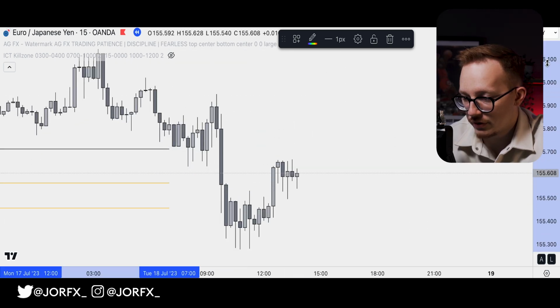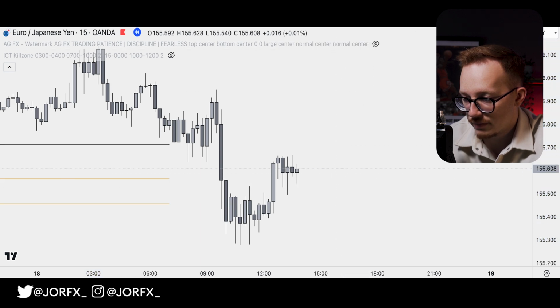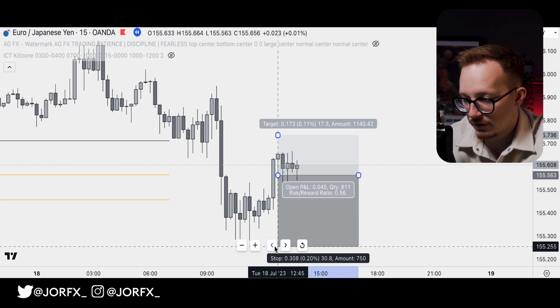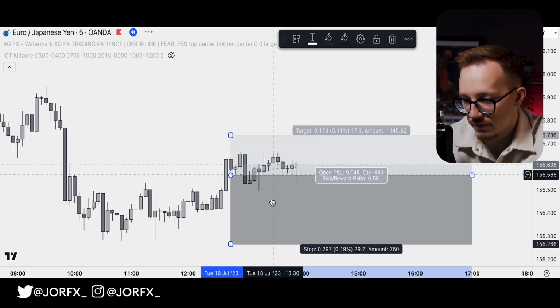Price came inside of the optimal trade entry, left a fair value gap right here. So we are taking the trade. Beginning of the fair value gap, stops underneath the lows. Maybe let's just adjust it a bit on the 5 minutes.